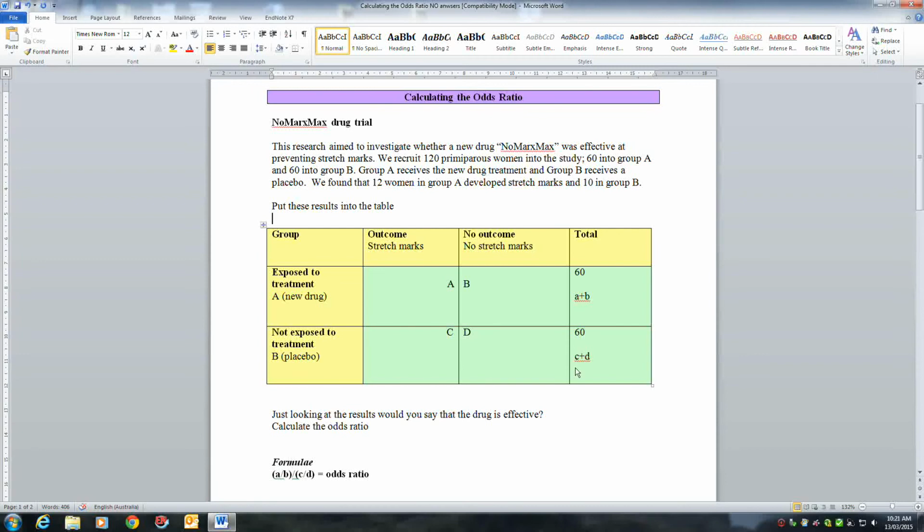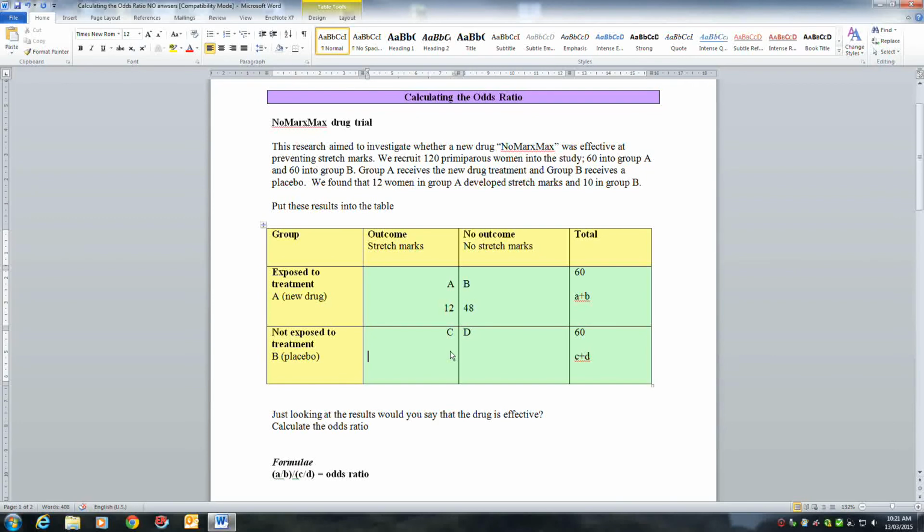Now we worked through these 2 by 2 tables in the presentation that hopefully you saw on relative risk and odds ratios. So what the results were of the study that we're going to plug in here is that in group A, the women who got the new drug, 12 women developed stretch marks. So we'll put that here in group A. Hopefully that's what you had. So therefore we know how many didn't get stretch marks because we just take the 12 away from the 60, so that we know that 48 women didn't get stretch marks in this group.